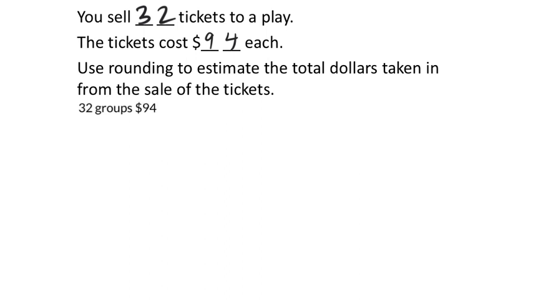Okay, I'm writing this out so that we know what operation we're going to use. It would have been 32 times 94. Let's go and write that out. 32 times 94, and I know you guys could do that, but it did say to round. Use rounding to estimate the total dollars taken in from the sale of the tickets.